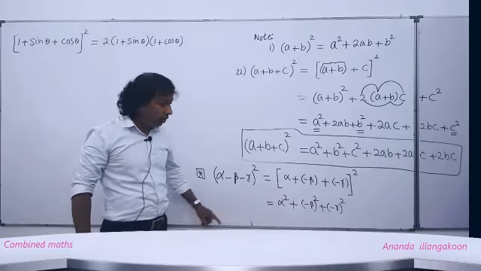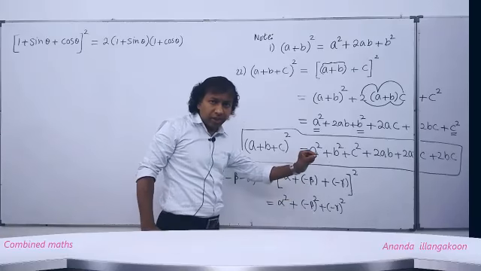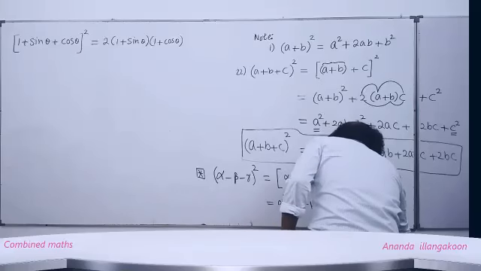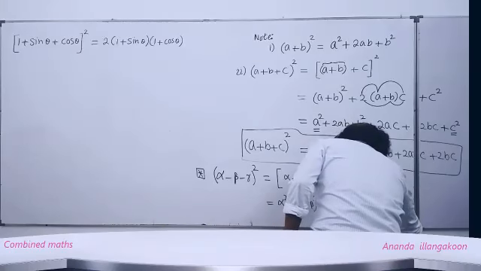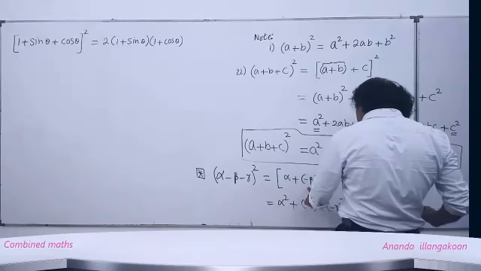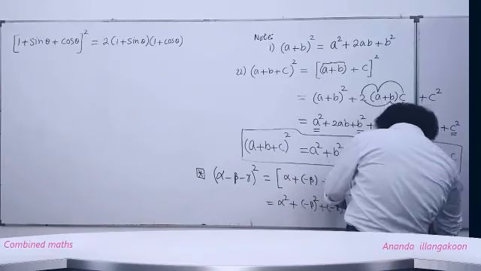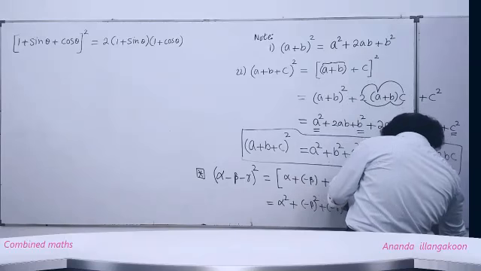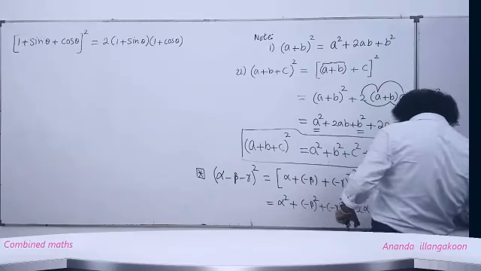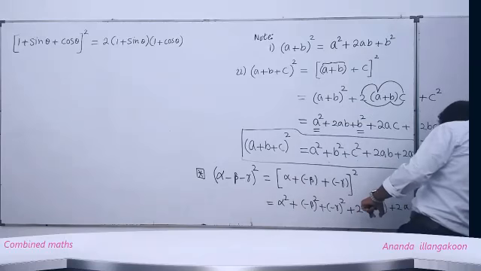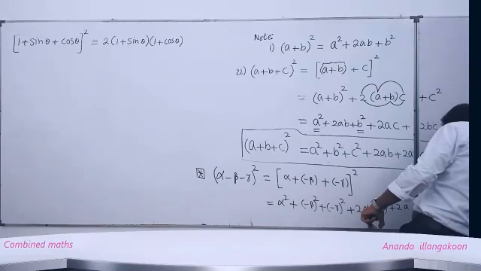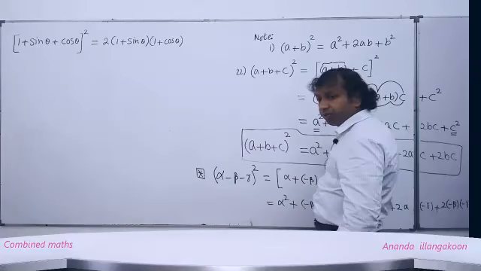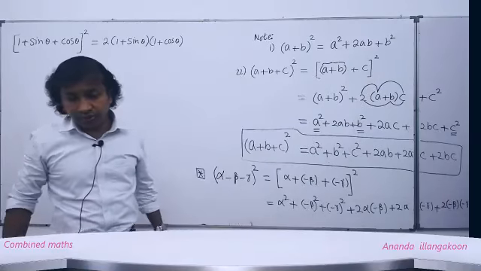And then take 2 at a time, multiply again by 2. 2 times alpha into minus beta. This and this we took. This and this we take: 2 times alpha into minus gamma. And what next, people? 2 times minus beta into minus gamma.